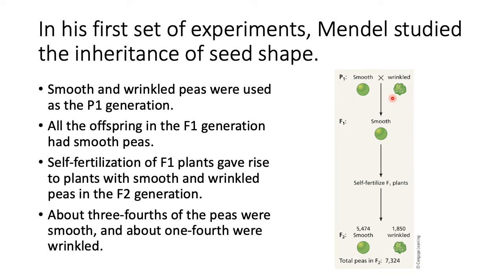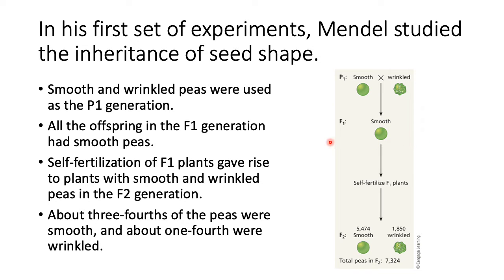And so when he crossed these two parents, he found that the first generation, called F1, basically all of these plants had smooth peas. And so even though one of the parents had a wrinkled phenotype, it was not passed on to the next generation. All of the plants had smooth peas. And so he was curious. He wanted to know, okay, where did this trait go? Why was this trait lost?